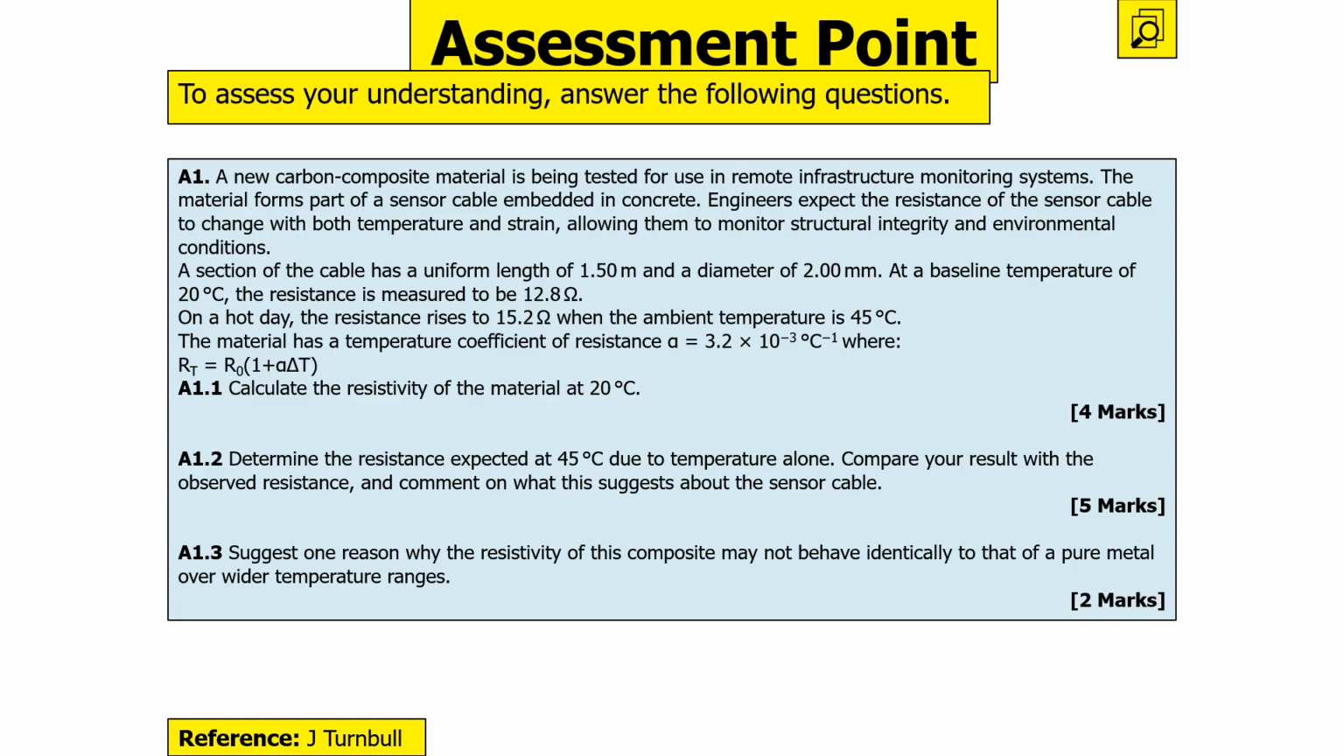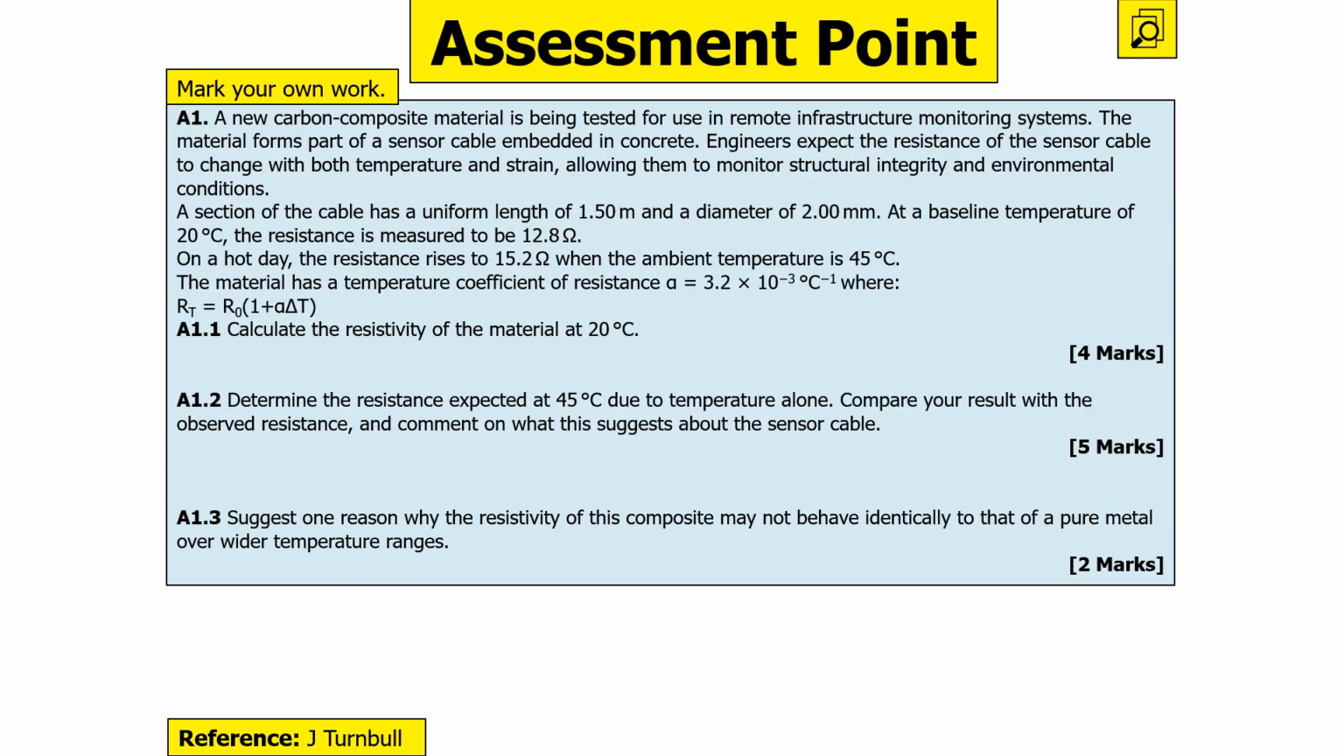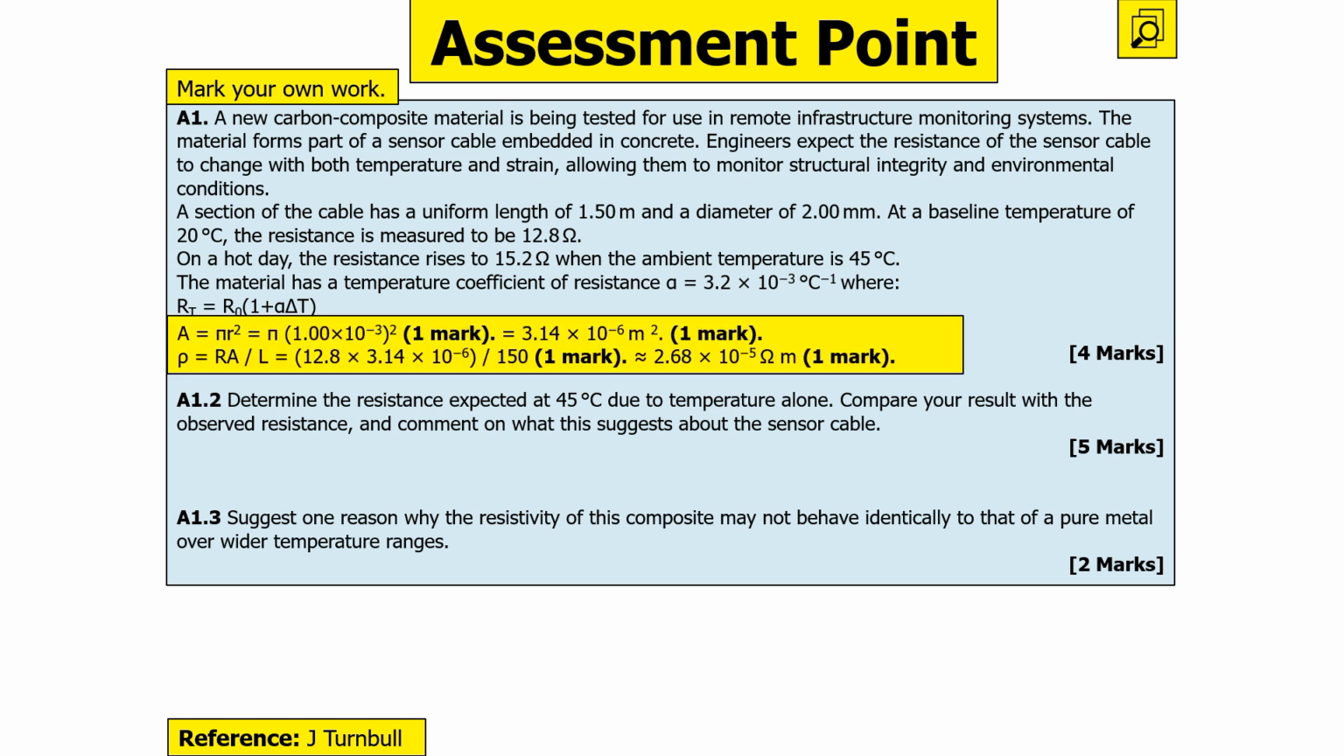So pause the video now, then unpause the video when you want to go through your answer. Right, in this first one, we need to work out resistivity. First thing we need to do, work out the area. We assume the cross-sectional area is a circle, so it's pi r squared. So we get our diameter, we half it, we turn it into meters, so we get 3.14 times 10 to the minus 6 meters squared.